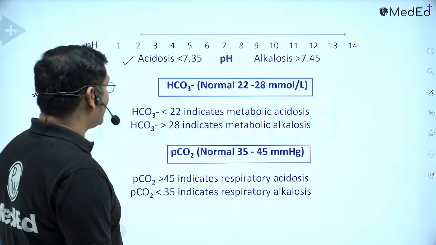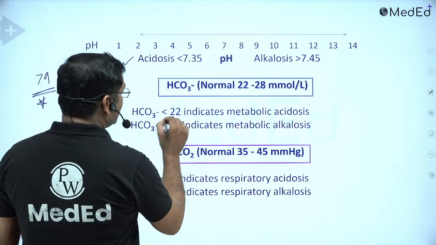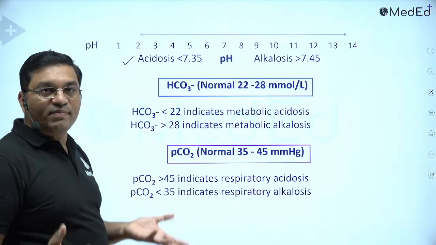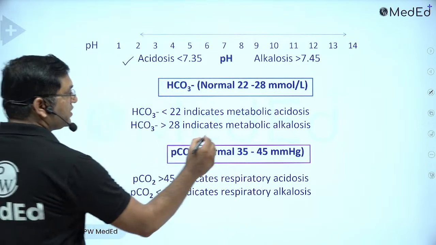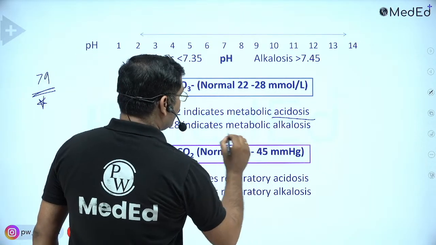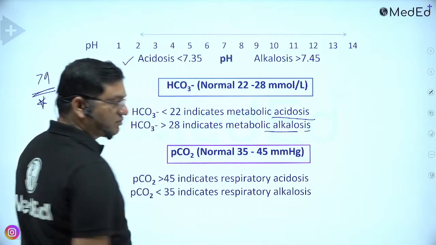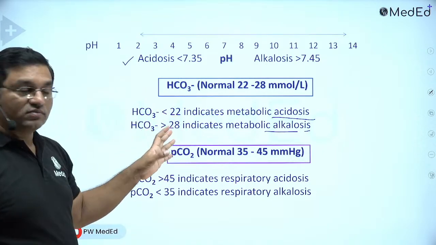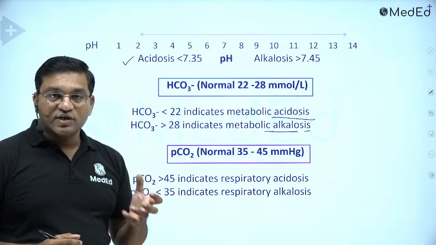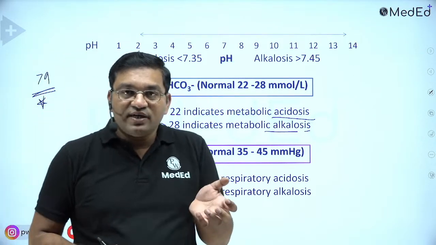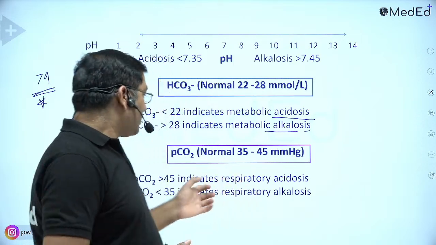Now look at the bicarbonate. If it is less than 22, bicarbonate means base. If the base decreases, it is acidosis; if the base increases, it is alkalosis. And this is metabolic. Bicarbonate is the metabolic component. And PCO2, carbonic acid: compare it with the carbonic acid.